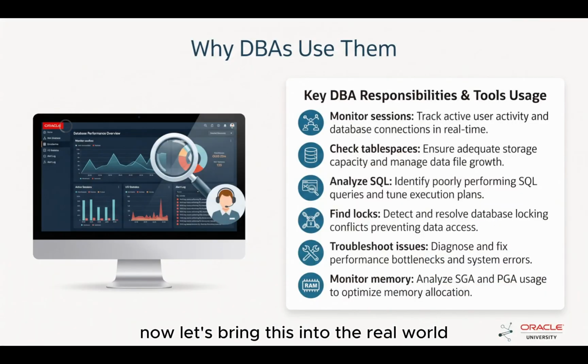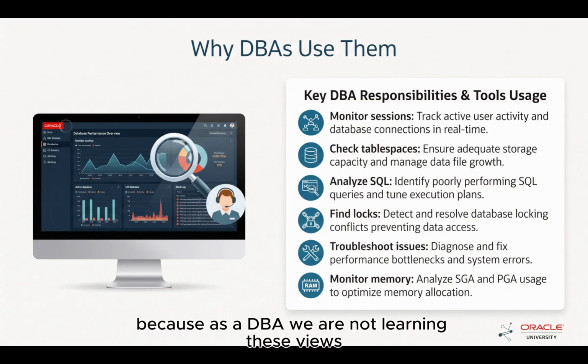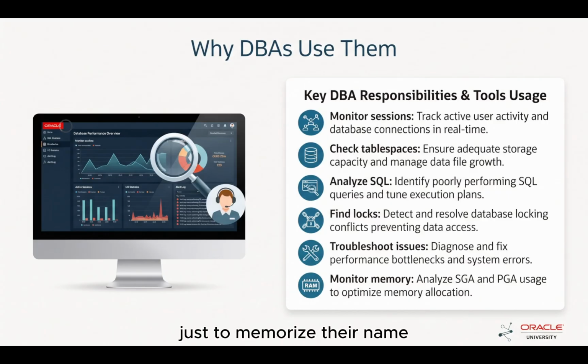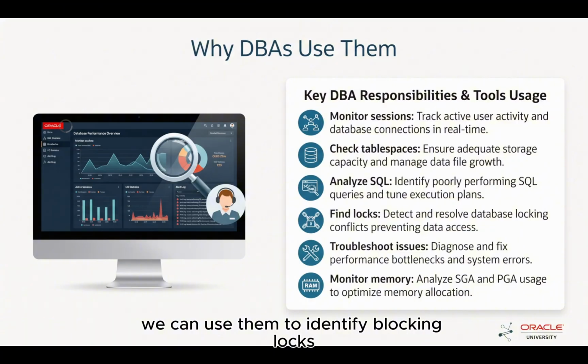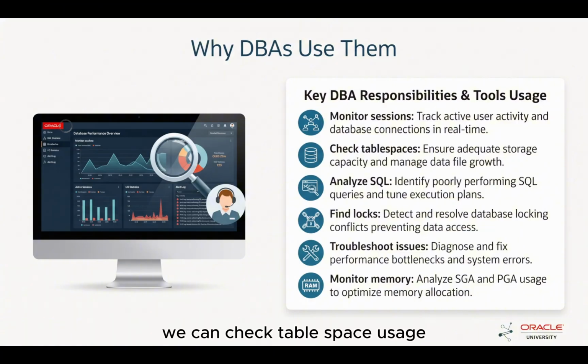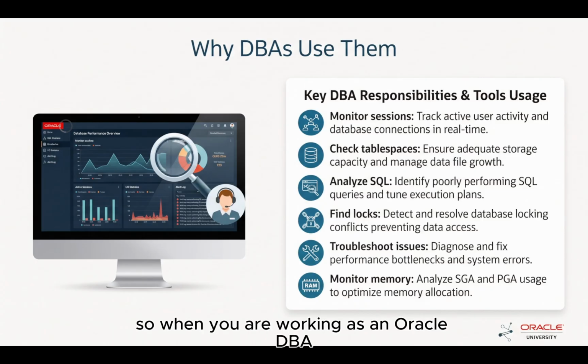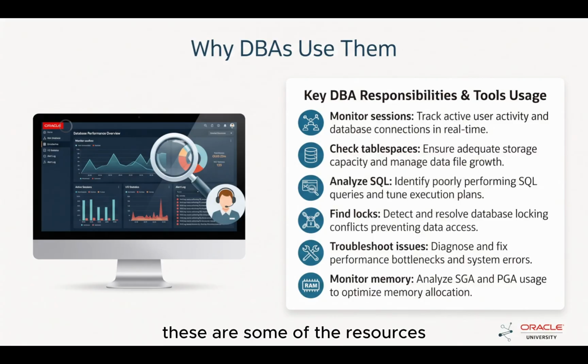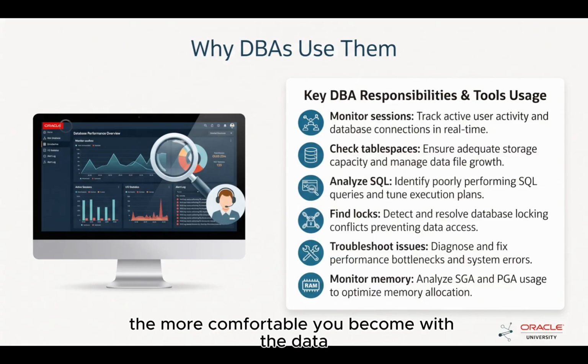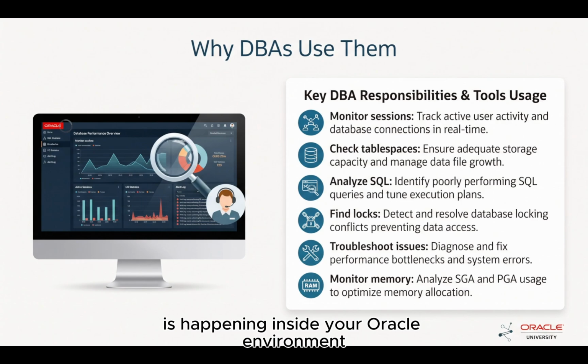Now let's bring this into the real world. Because as a DBA, we are not learning these views just to memorize their names. We actually use them. We can use them to monitor sessions. We can use them to identify blocking locks. We can check tablespace usage. We can find invalid objects. We can monitor SQL performance. And we can analyze memory usage. So when you are working as an Oracle DBA and something isn't quite right with the database, these are some of the resources you turn to for information. The more comfortable you become with the data dictionary and dynamic performance views, the easier it becomes to understand what is happening inside your Oracle environment.